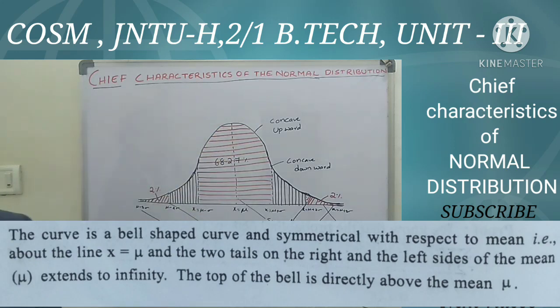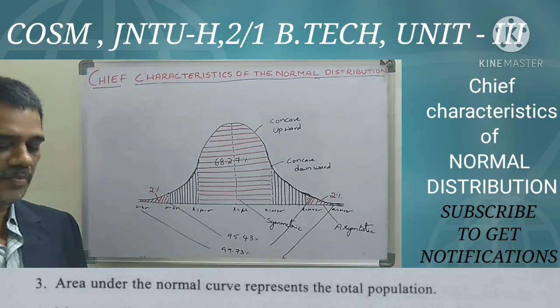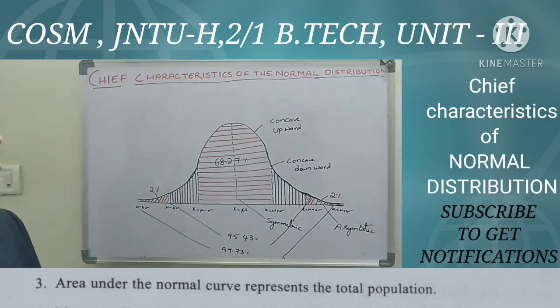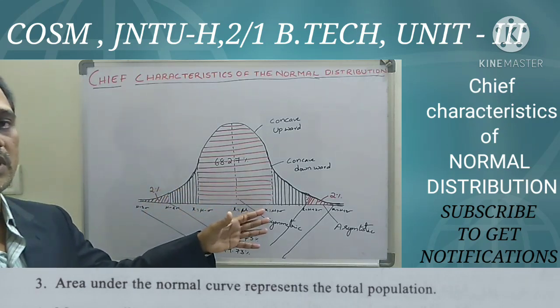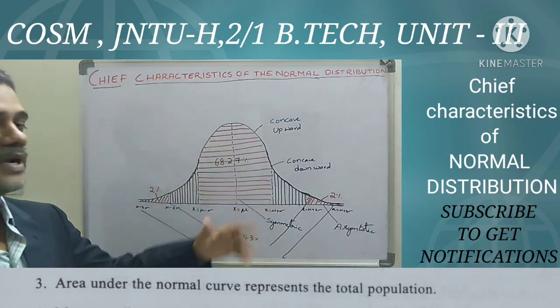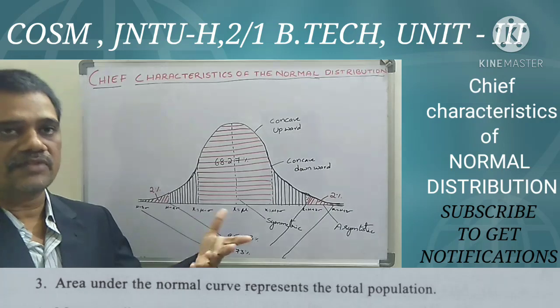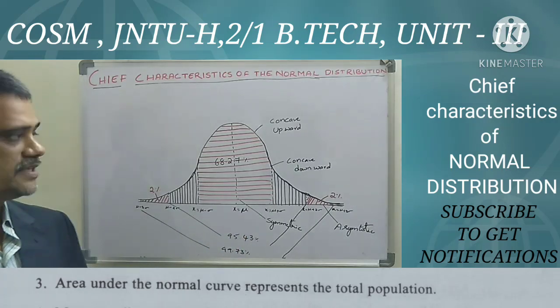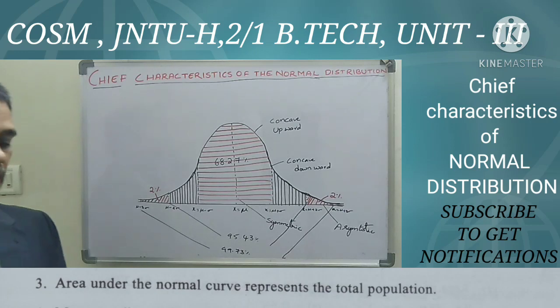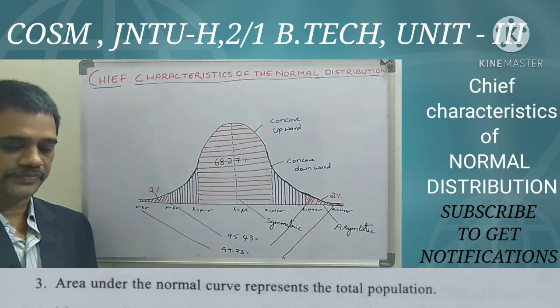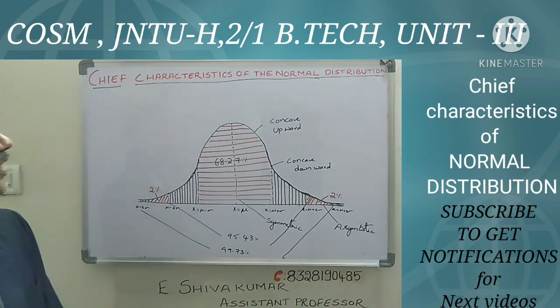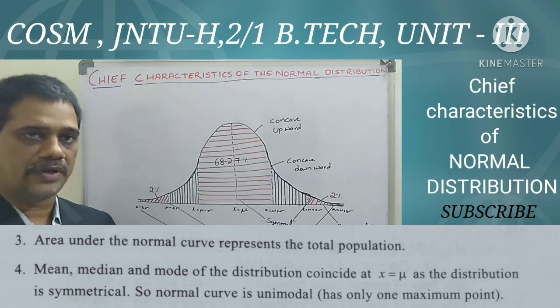Now the third point is that the area under the normal curve represents the total population. The total population is nothing but the total quantity of the thing whatever we consider; that will come under this normal curve. That we will discuss in the next chapter, in population and sampling distribution. Just remember that the area under the normal curve represents the total population. And we proved that the total area under the normal curve is unity, that is, we can also write it as 1.